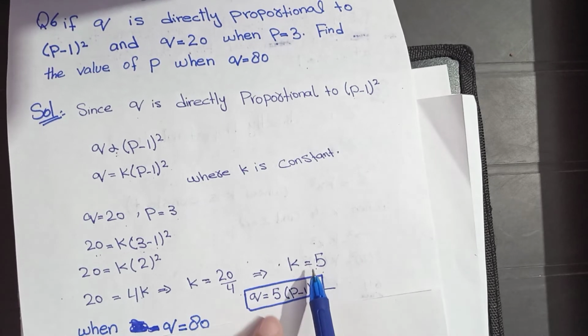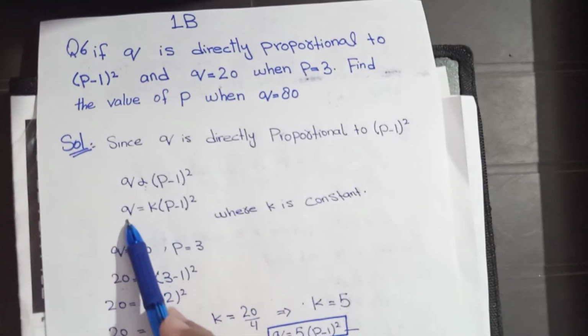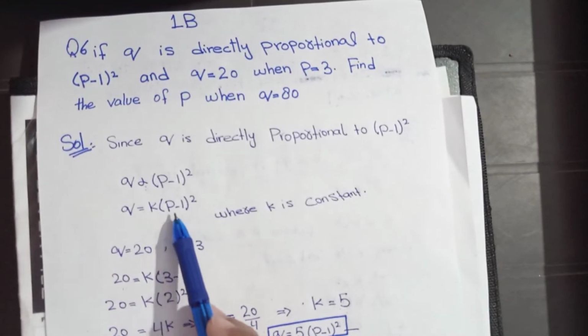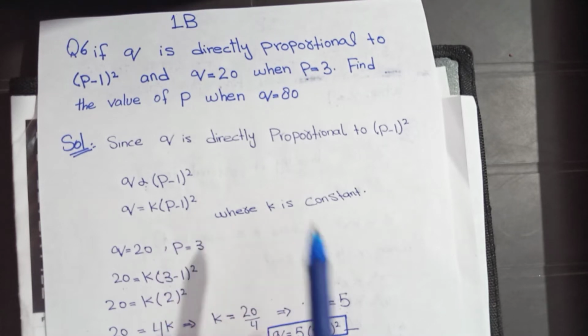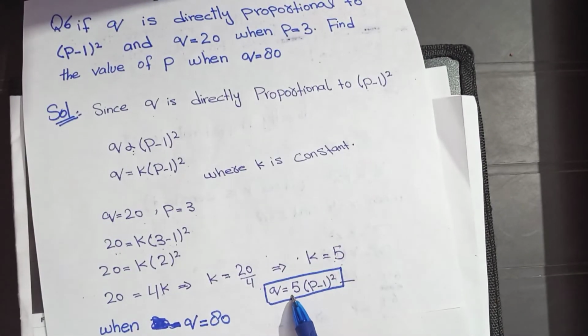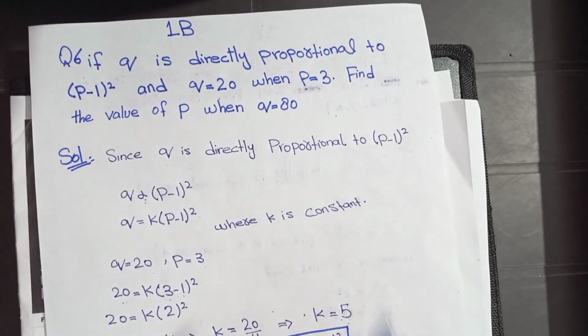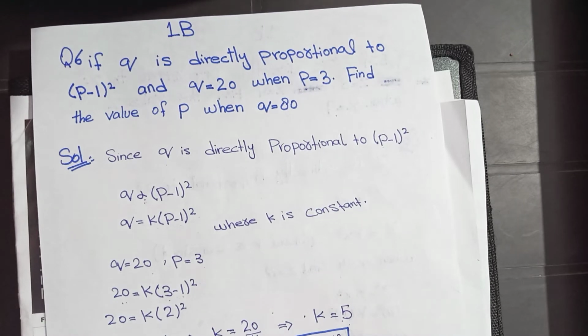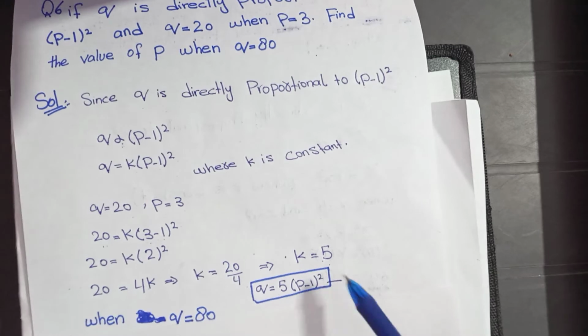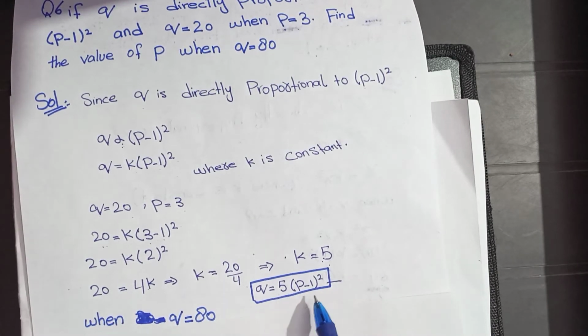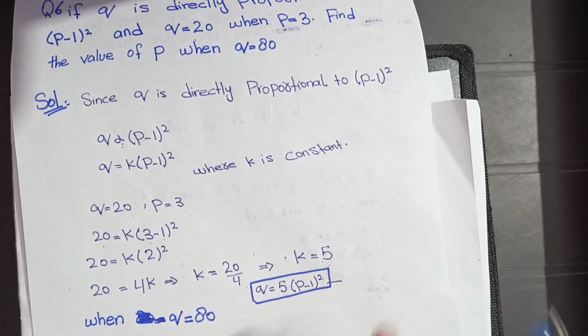Now we put the value of k in that equation. Q is equal to k into p minus 1 whole square. It will be q is equal to 5, because k is equal to 5, into p minus 1 whole square. The second part of this question, students, note that that equation will be used in all parts of this question. Okay, that equation, q is equal to 5 into p minus 1 whole square.